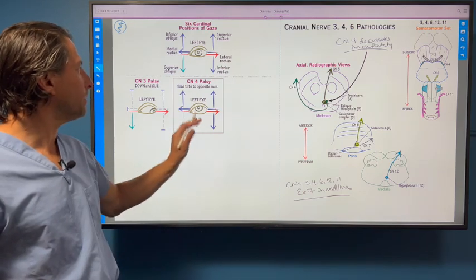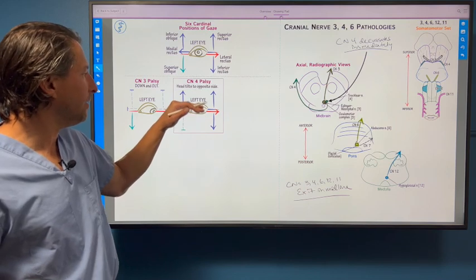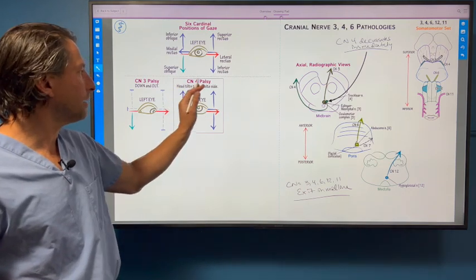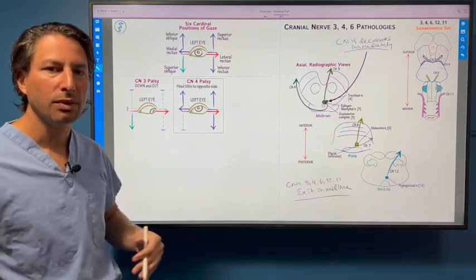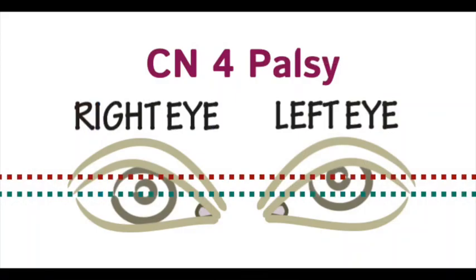Cranial nerve 4 palsy, superior oblique is affected. So there's this eye elevation. And the mnemonic here is that the head tilts to the opposite side. That's a really important localizing feature. So why is this? So the right eye is the normal eye here. The left eye, the pupil is elevated.